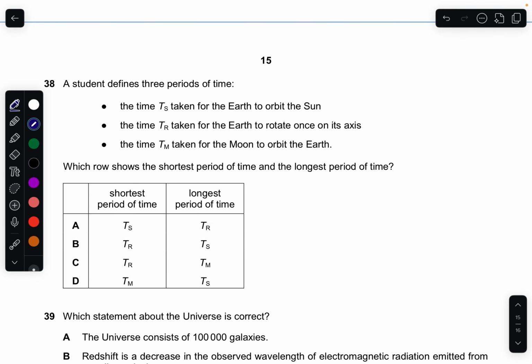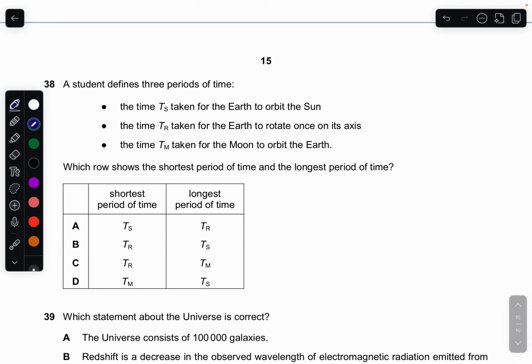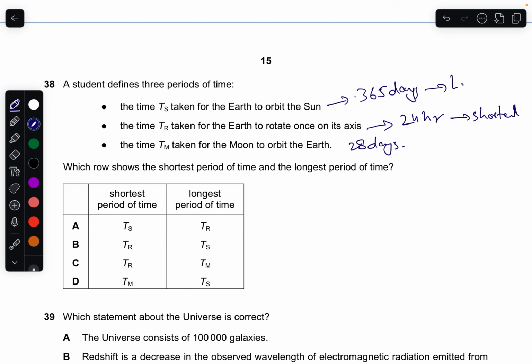For question 38, a student defined 3 periods of time. Time taken for the Earth to orbit the Sun, okay, this is 365 days, 1 year. The time taken for the Earth to rotate once on its axis, this is 24 hours. And the time taken for the Moon to orbit the Earth, it orbits the Earth in almost 28 days. Okay, so this is the shortest, and this is the longest. So it's option B, that is correct.